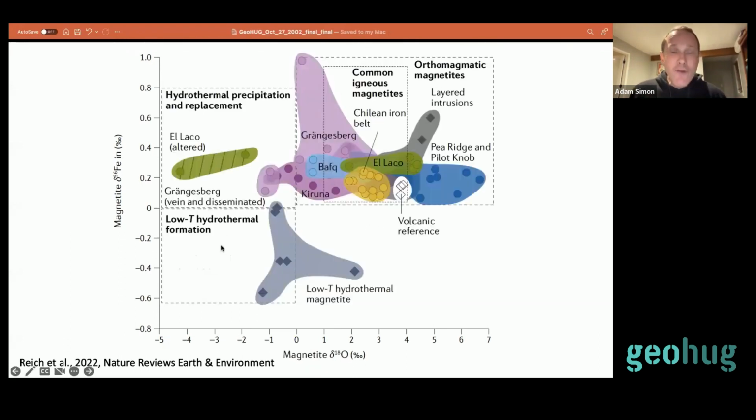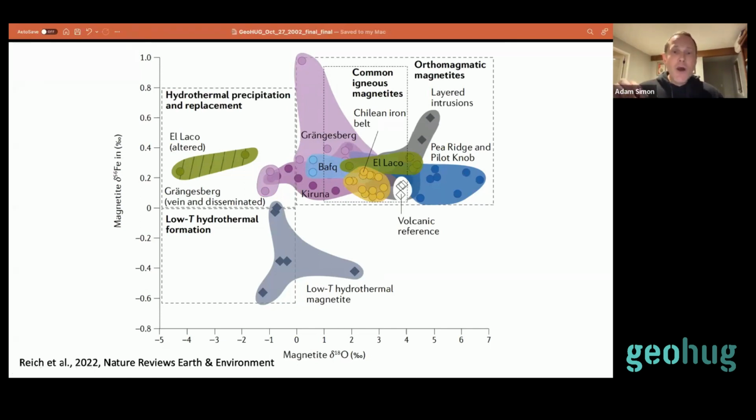And what we have found, and other groups have reported this as well, Valentin Troll at Uppsala just had a review paper out last year where they reported exactly the same observations and interpretations, is that when we plot all of the data for El Laco, all of the data for all of the deposits in the Chilean Iron Belt, the data for all of the systems in Sweden, all of the data for Iran, all of the data for the Missouri deposits, look where they plot.